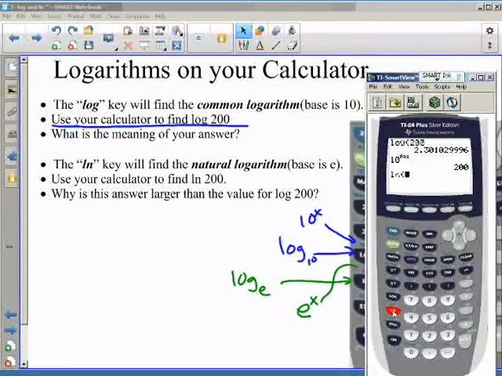And the same with ln. ln of, we'll do 200. It's going to be a larger number, obviously. We get 5.298.